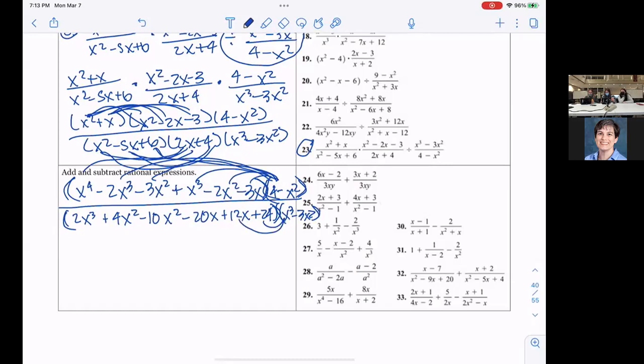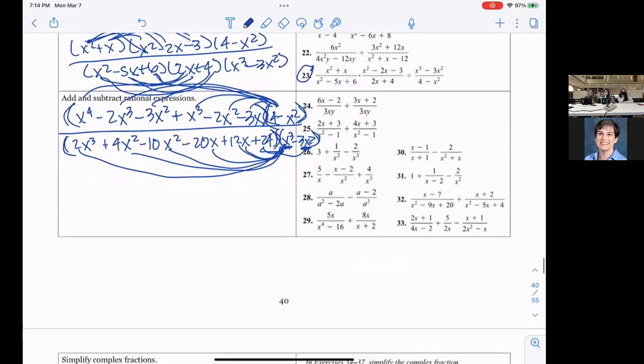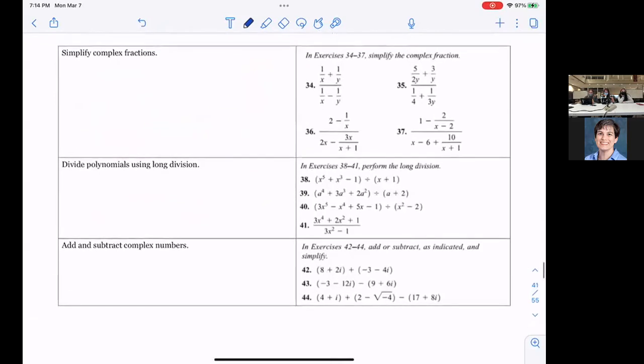So you're just going to take this first term and multiply it by every term in the other parentheses, and then same for this other term. So it's the same concept, just with a lot more terms. All right, so now we're going to move on. Are there any questions about this page?